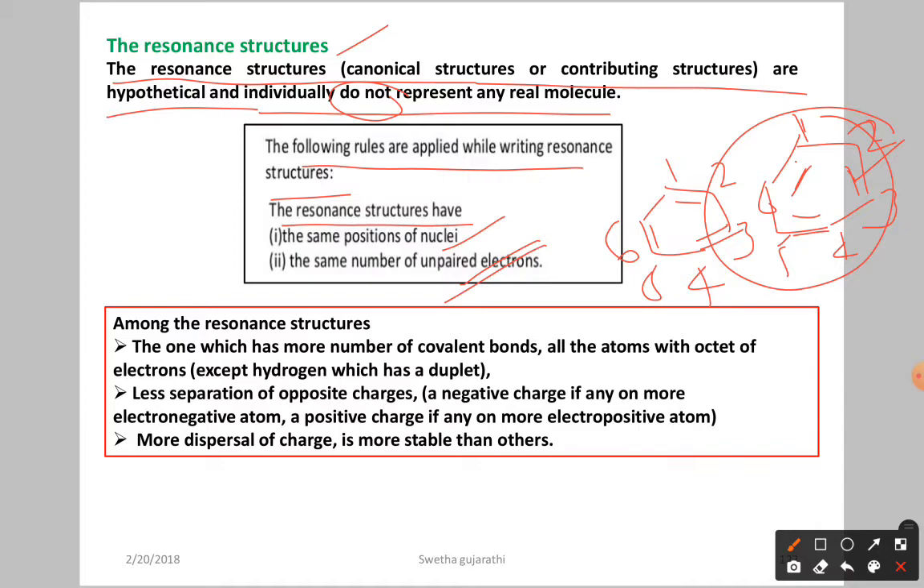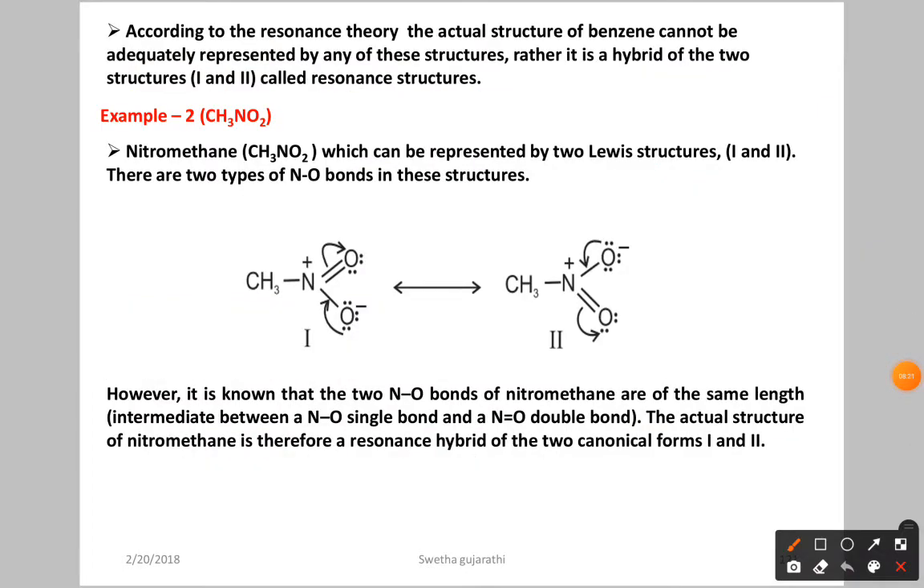For example, in nitromethane, which we already saw, I will give a recap. If you see the lone pairs in both structures, they are the same, and we are not shifting any atom. For example, there are the first and second oxygen atoms, nitrogen is in the same position and carbon is also in the same position. So while writing the resonance structure, your nuclei, that is, the atoms, should not be disturbed. Only the lone pair of electrons and pi bonds are shifted. So you have to follow these rules while writing the resonance structures.